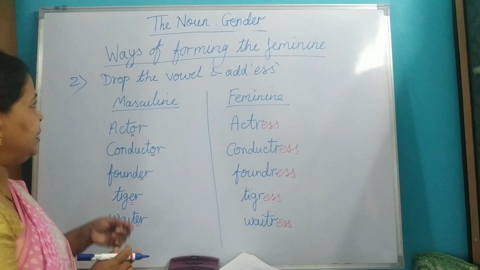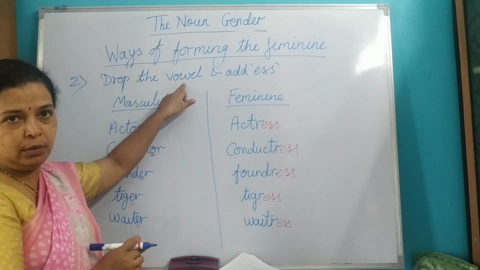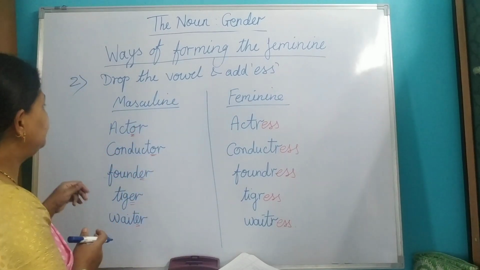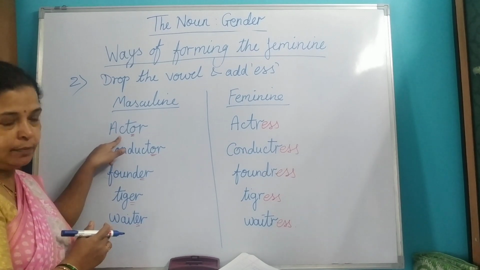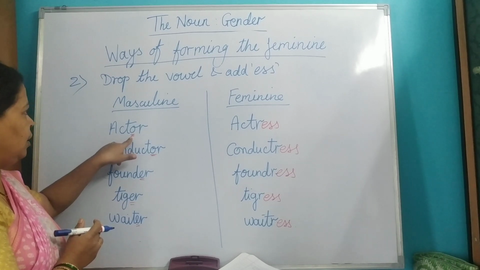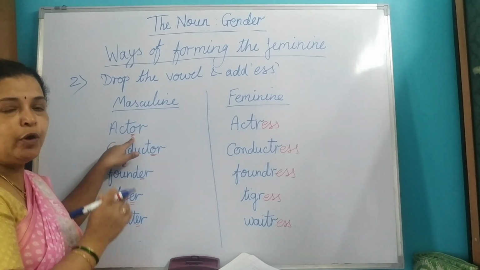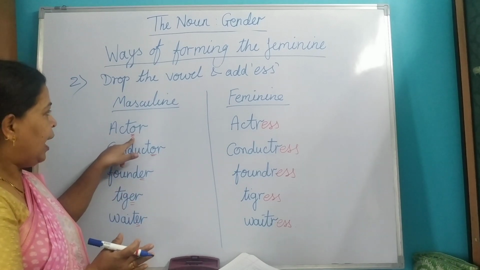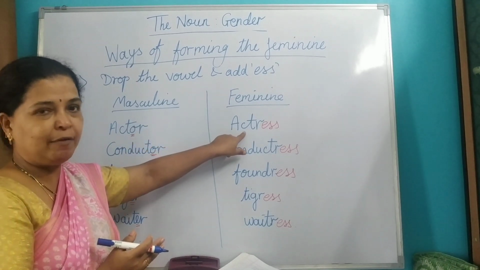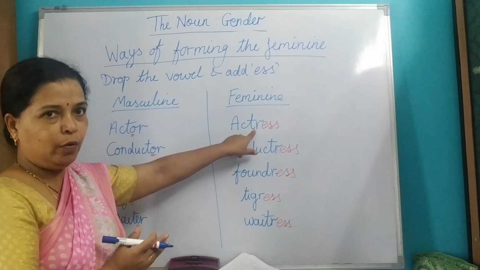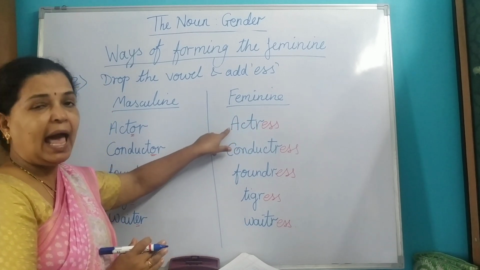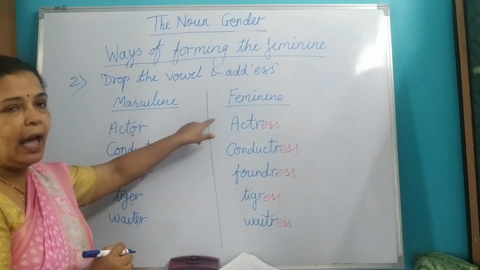Second way of forming feminine is to drop the vowel in the masculine noun and add ess. Let's see how to do it. Masculine noun, we have actor. Which is the vowel here? O. O is the vowel. Now, this vowel O, you have to drop it. Means you don't have to write. And then you have to add ess after R. Like this, we have done it. We have dropped O, we have not written it. And after R, we have added ess. It becomes actress. So, actor, actress.